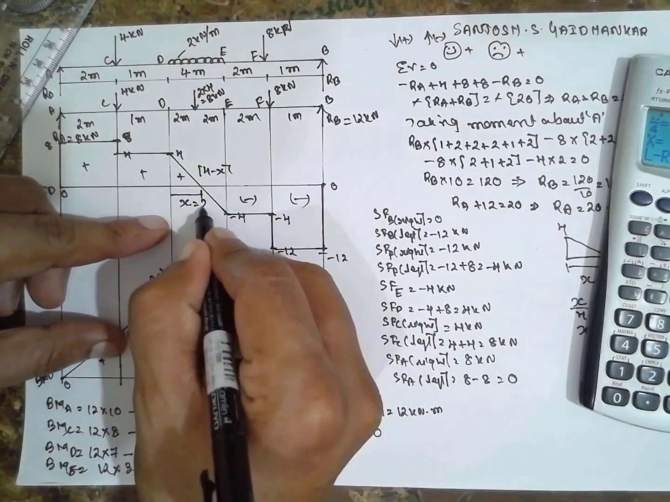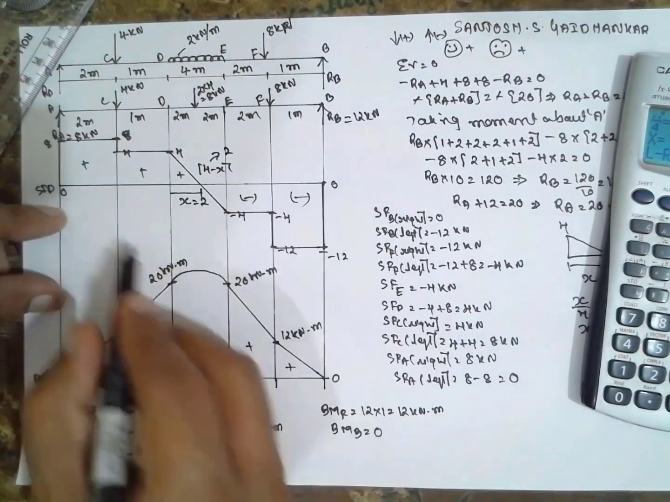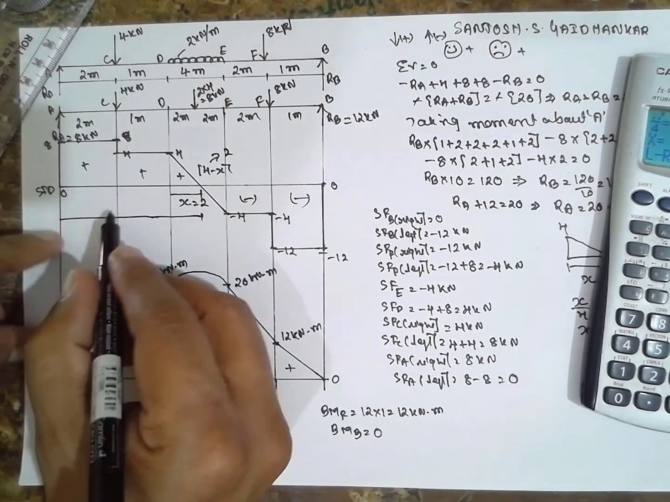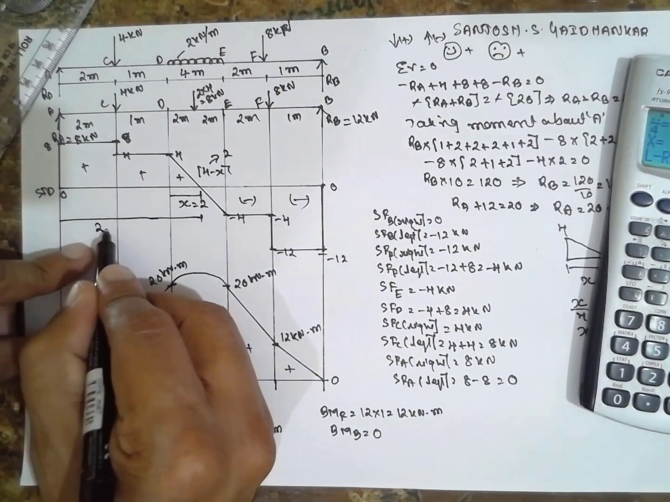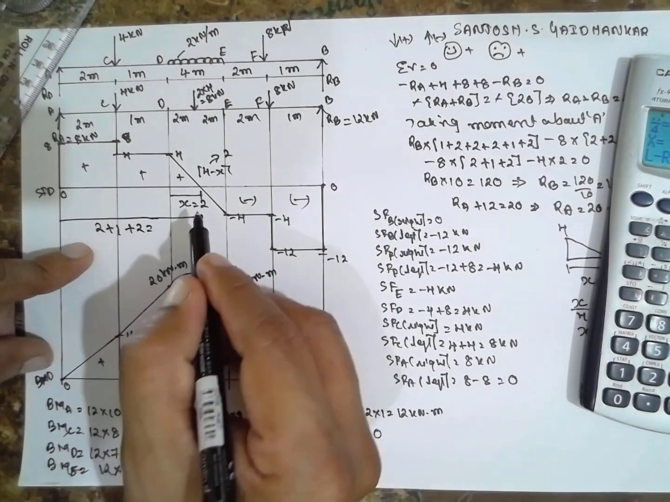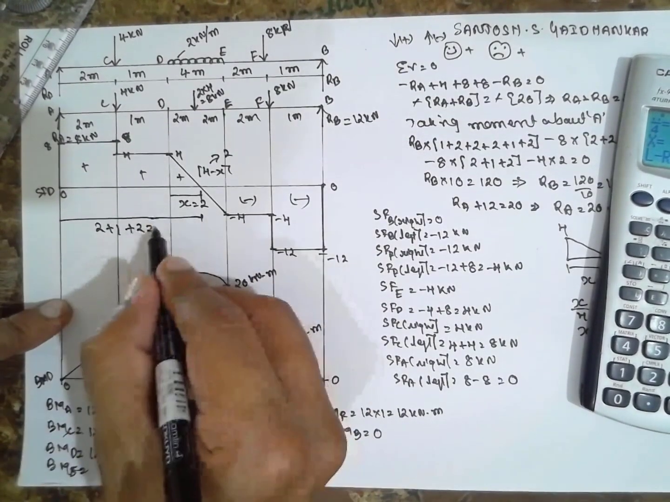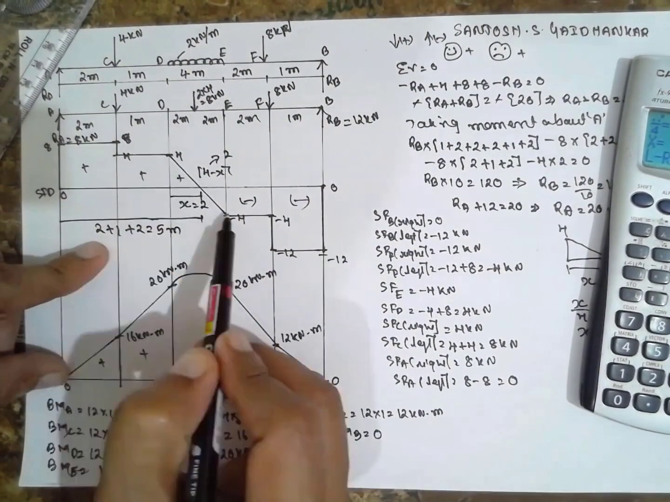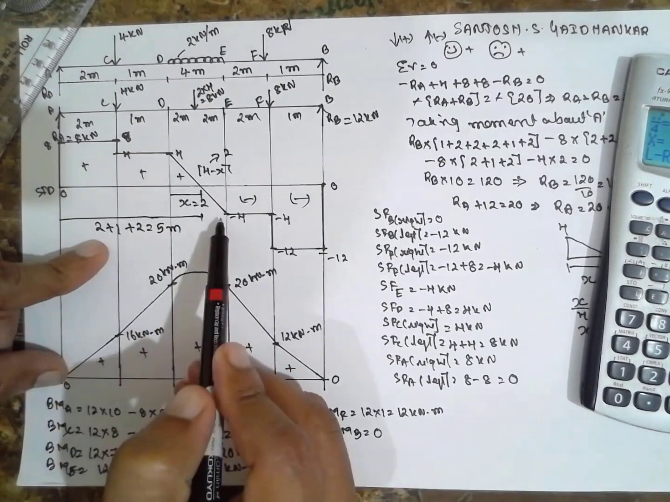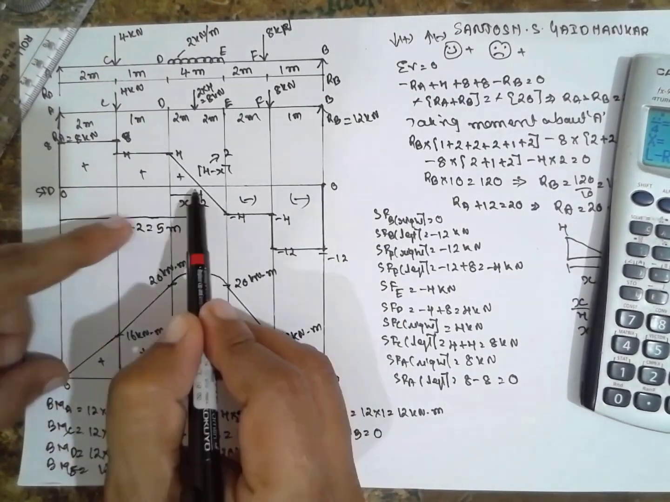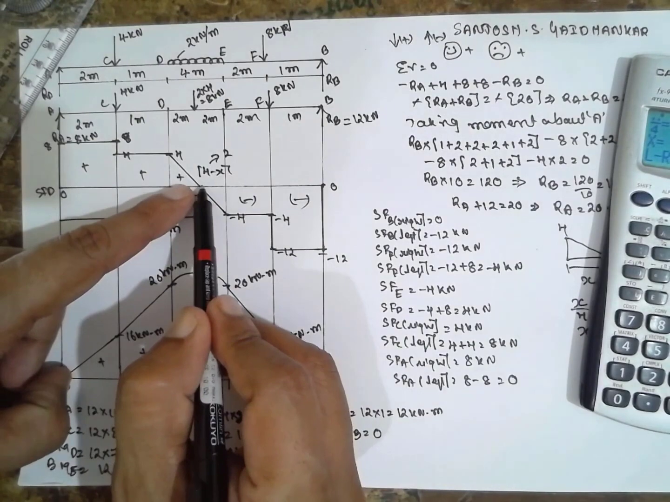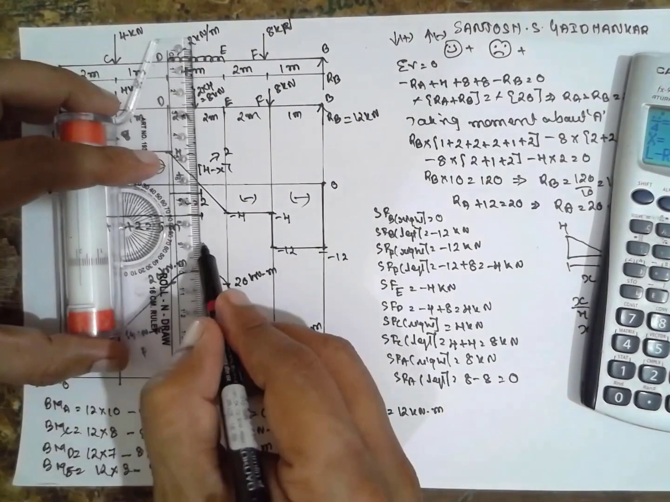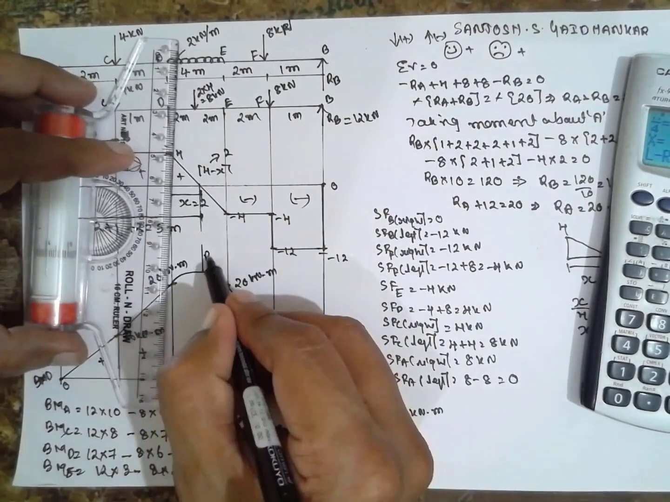Here this distance will be 2. If this is 2, then this also 2. The total distance from the left side will be 2 plus 1 plus 2, that is 5 meter. Now the shear force is cutting from positive to negative, therefore as it cuts, the shear force becomes 0. When the shear force is 0, it will be maximum bending. You have to find out the maximum bending moment.